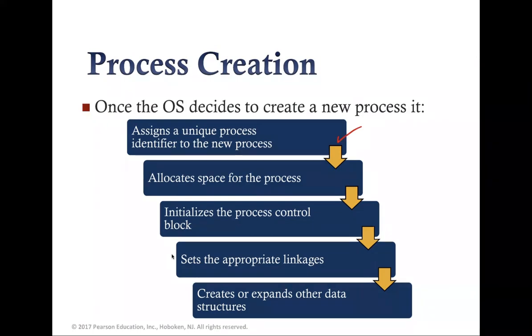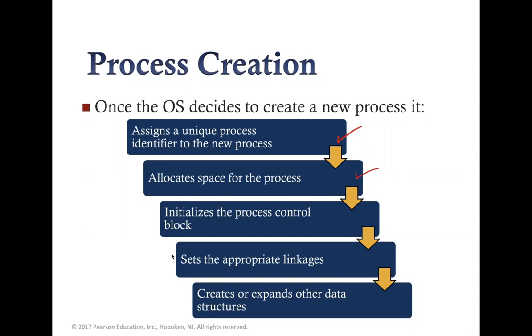At this time, a new entry is added to the primary process table, which contains one entry per process. Second, it will allocate space for the process, and this includes all elements of the process image. Thus, the operating system must know how much space is needed for the private user address space, including program and data, and even the user stack.